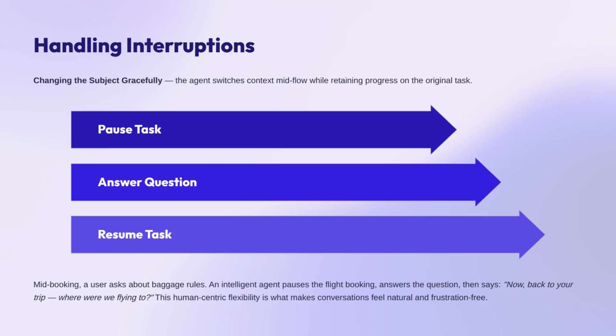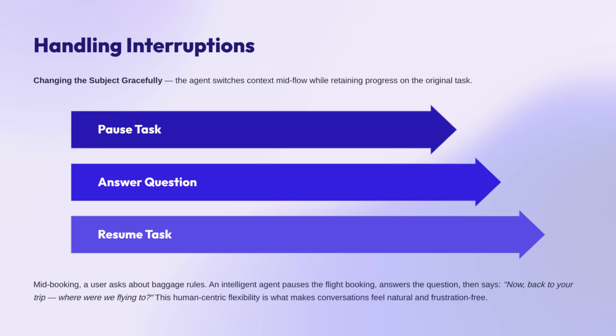Imagine a dummy example. You are in the middle of booking a flight with the agent. It asks for your destination. Suddenly, you realize you don't know the baggage rules and ask, "How heavy can my suitcase be?" An intelligent agent doesn't say, "Please answer the destination first." It pauses the booking, answers the baggage question, and then says, "Now, back to your trip. Where were we flying to?"